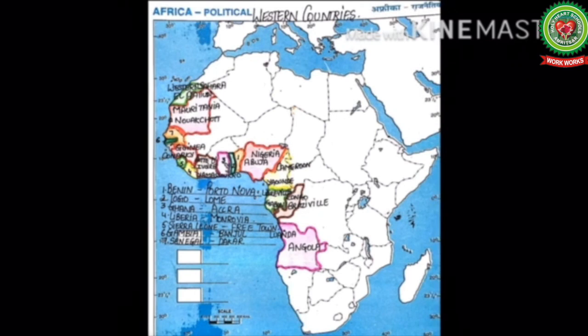Next is Gambia and its capital is Banjul. Next is Senegal and its capital is Dakar. Next, we have done Mauritania and its capital is Nouakchott. Next, we have done Western Sahara and its capital is El Ain.